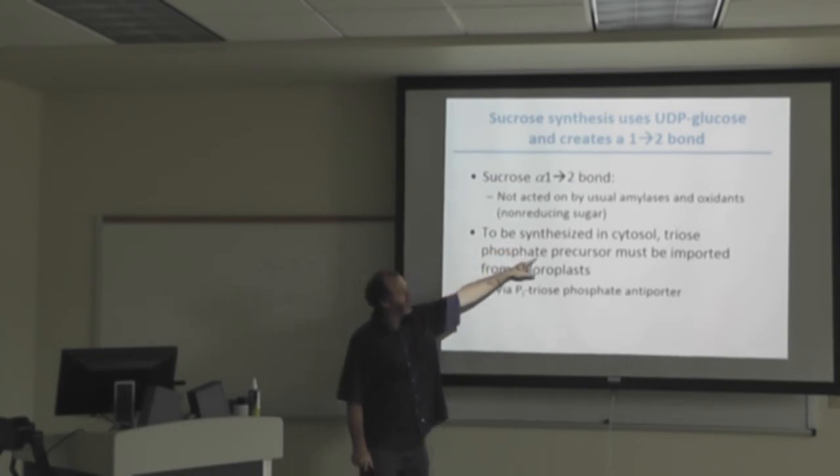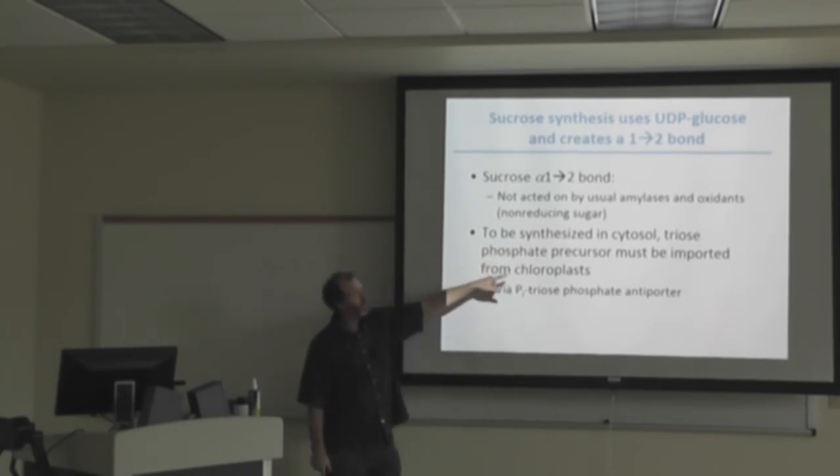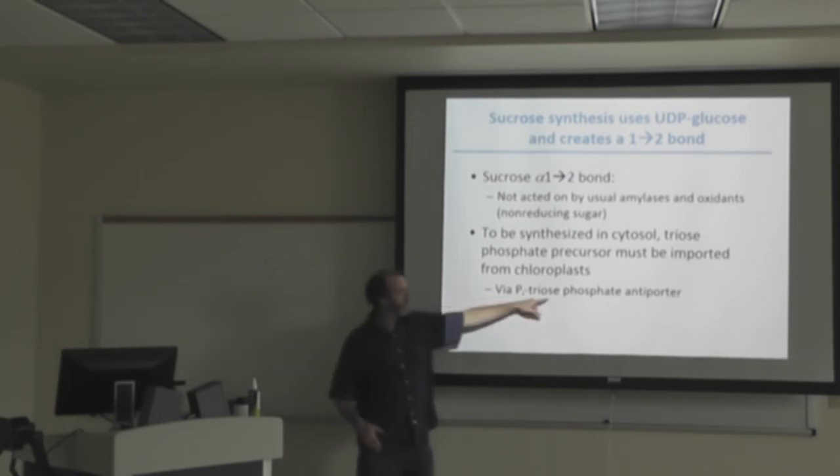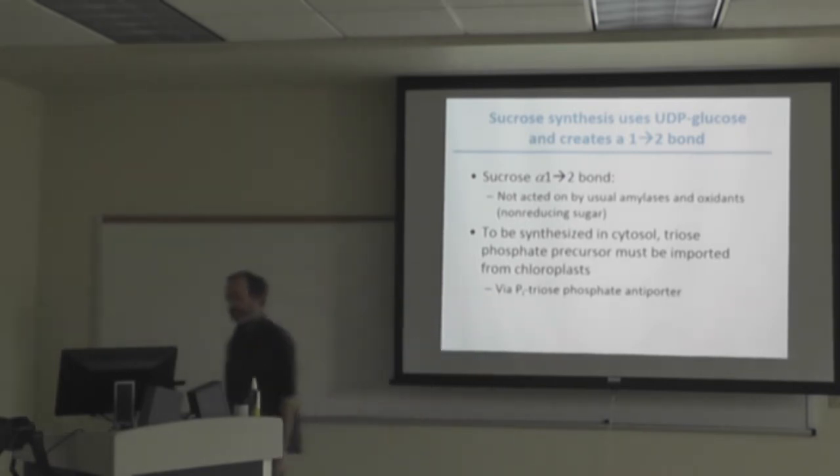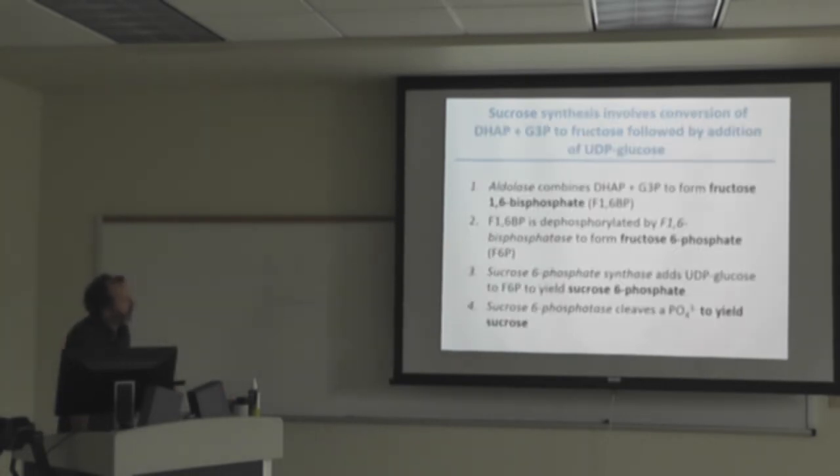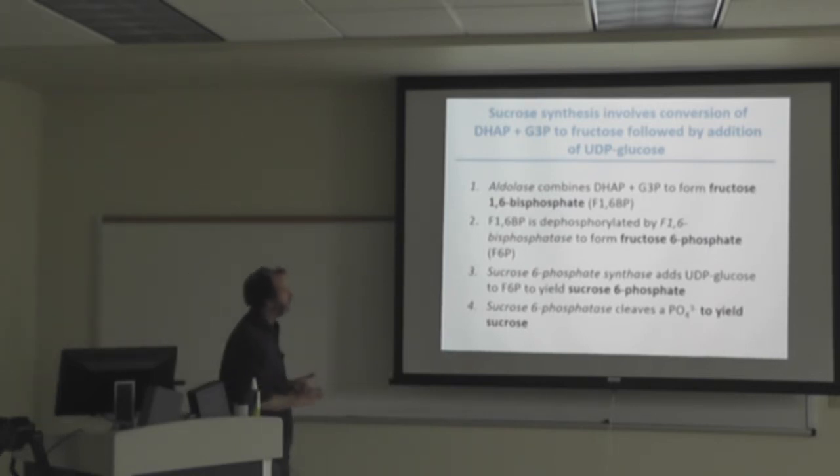So to be synthesized in the cytosol, triose phosphate precursor must be imported from the chloroplast, and we already saw that that's done via the triose phosphate antiporter. So sucrose synthesis involves the conversion of dihydroxyacetone phosphate and glyceraldehyde 3-phosphate to fructose, followed by addition of UDP glucose.